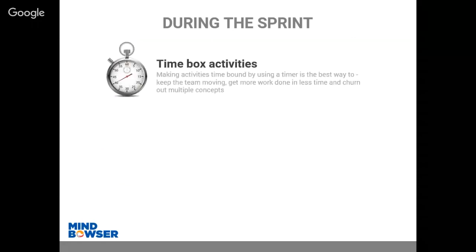Now we've seen what we need to take care of before the sprint. Let's see what we can take care of during the sprint. Something that can easily lead the sprint astray is losing a lot of time without coming up with a lot of solutions. So you need to time box activities and make them time bound, so that you can use a timer, something like an online timer or an actual stopwatch, so that everybody works in sync and everything finishes within time. You can keep the team moving, get more work done in less time, and churn out multiple concepts.